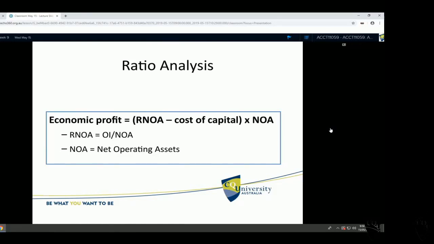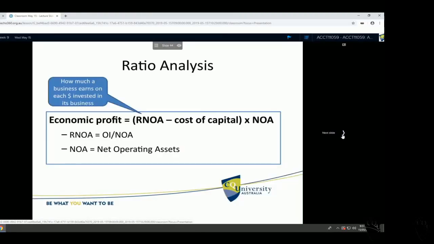The economic profit is what we'll be looking at when we're doing the ratios as well. Economic profit is the profit over and above what you should get to compensate you for the risk. This is value add. It attempts to directly measure the value add. Economic profit equals return on net operating assets minus cost of capital, all times net operating assets. And return on net operating assets equals operating income divided by net operating assets. You'll be calculating economic profit for your firm, and you can see if it's making as much economic profit as Ramsay's.